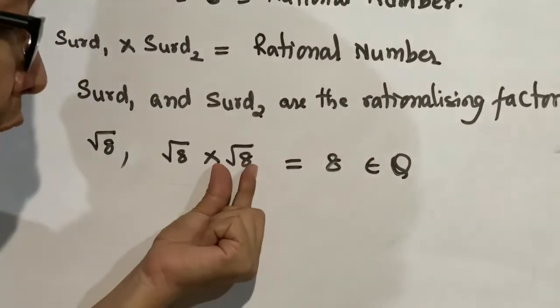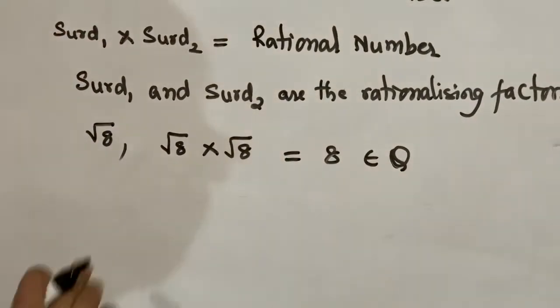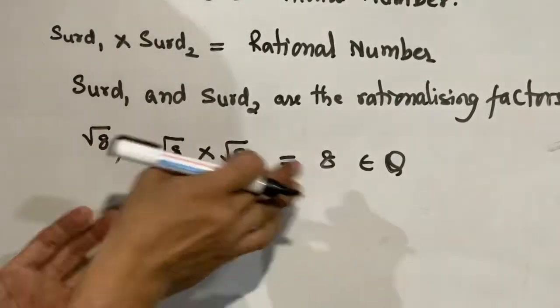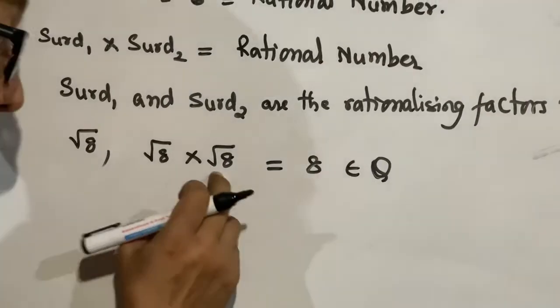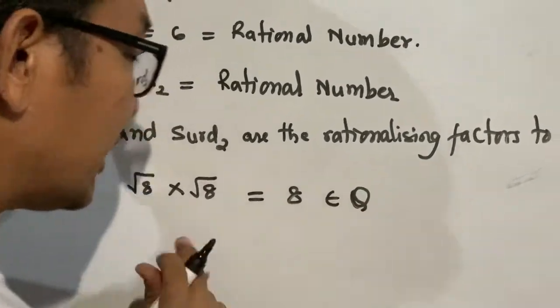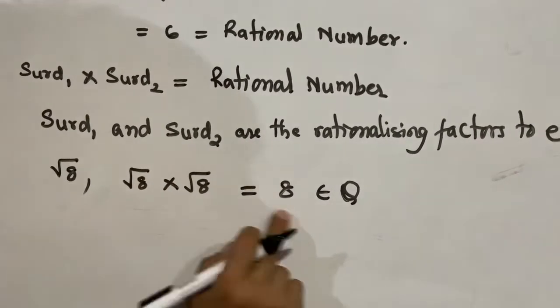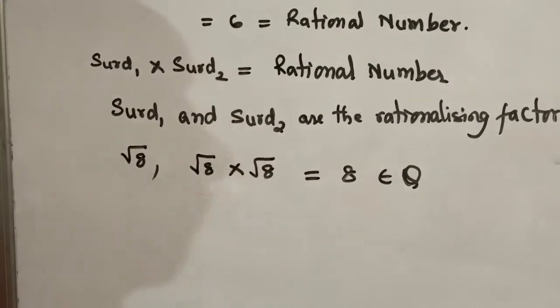So for root 8, we multiply by a number to make it a rational number. We call that a rationalizing factor. Root 8 is an irrational number, and to make this a rational number we need root 8 multiplied by root 8. Is this the only rationalizing factor?